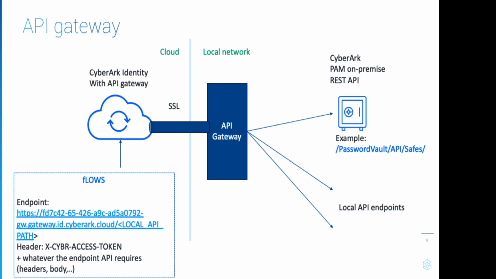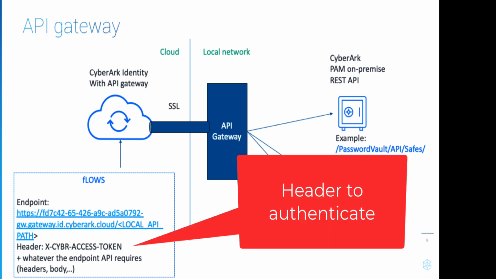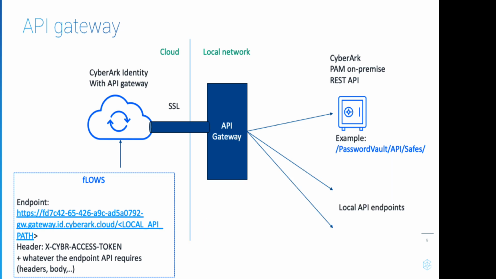So this generated URL is the example that you see here. That will be the publicly available endpoint path to call. This is something that we generate per application. It requires you to provide a header with a certain name, the CyberArk access token. That access token is something that we will generate as well from our admin interface, and it will be required to be allowed to run this endpoint call. Without this, anyone could do this, so you need to have certain security in place.